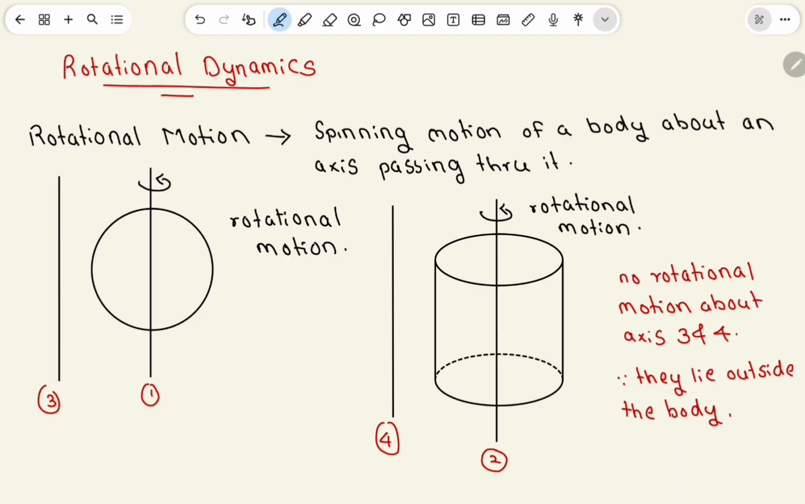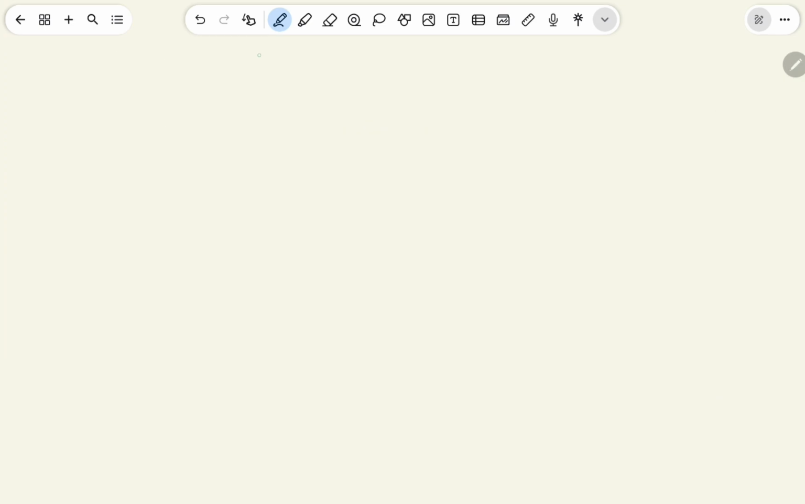So whenever we are defining rotational motion, we need to remember that it is a spinning motion, and for spinning motion we need to define an axis, and in case of rotational motion, that axis must be passing through the body. If the axis is lying outside the body, then the motion of the body is not rotational motion. Okay.